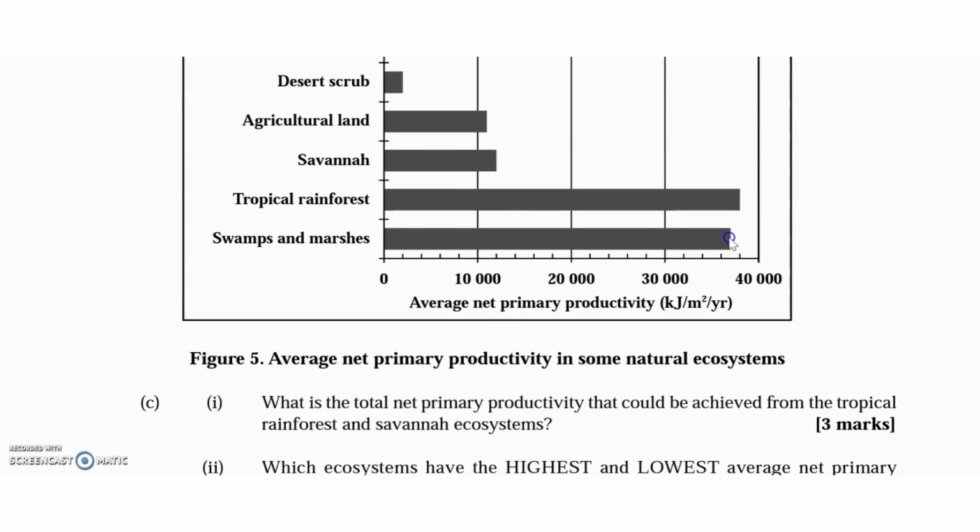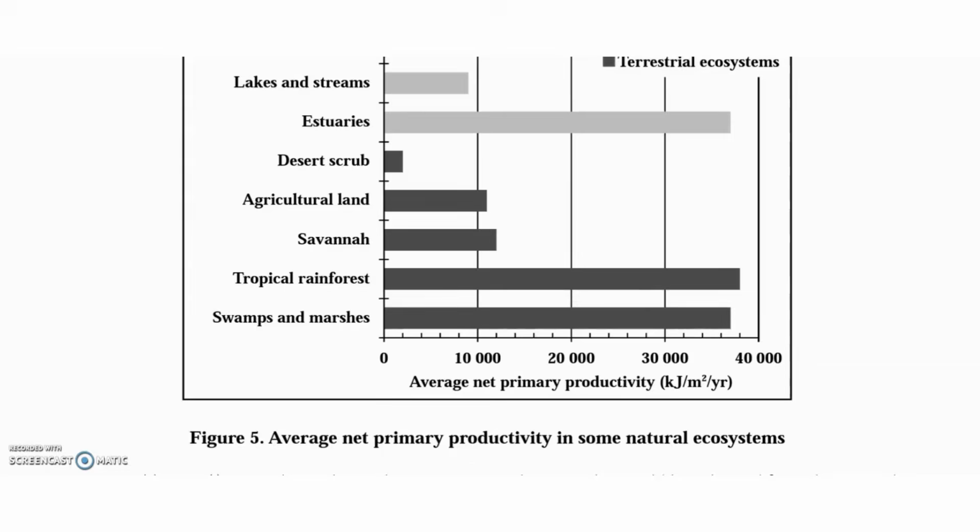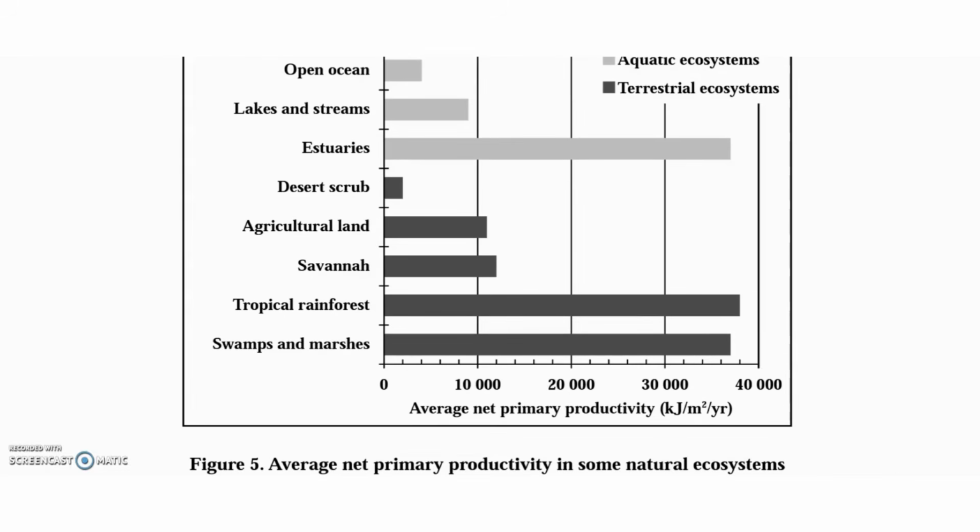That's for 3 marks. So tropical rainforest, as you can see, is an estimated 38,000. That is tropical rainforest. And for savanna ecosystems, we are actually seeing here 12,000. So 38,000 plus 12,000 is in fact 50,000 kilojoules per square meter per year. All right, 50,000.